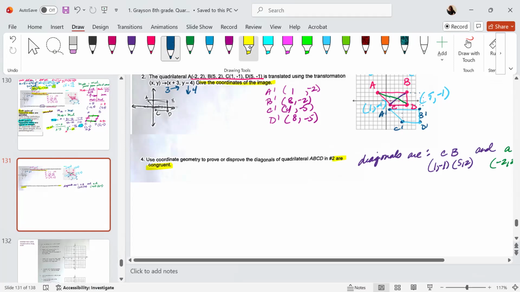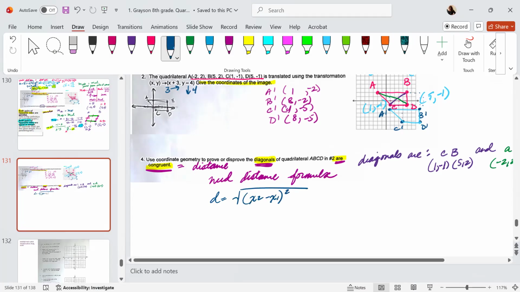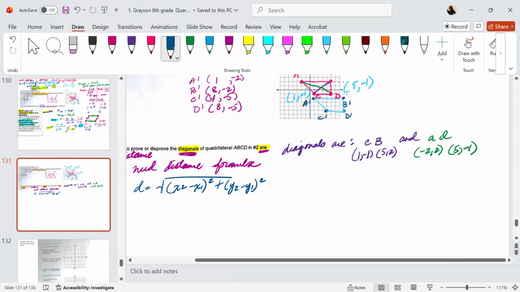The diagonals of ABCD are what? And number 2 are congruent. So what do I need to prove that the diagonals are what now? Congruent, which means what? That they're equal in distance, correct? Yeah. So what are you going to need? Distance formula. What's the distance formula again? d equals square root of x2 minus x1 squared plus y2 minus y1 squared. Can you do that?